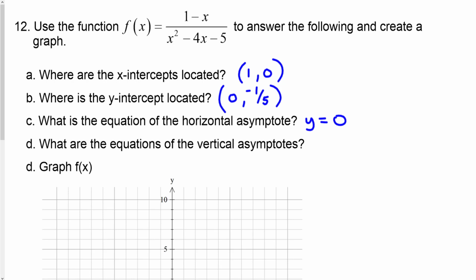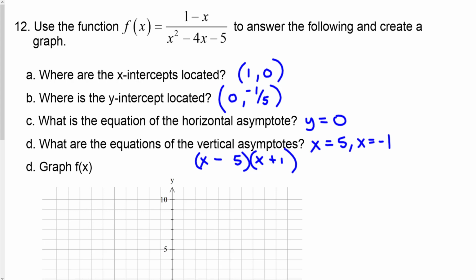What are the equations of the vertical asymptotes? You get those from the zeros of the denominator. So let's factor the denominator. We have x and x, which would multiply to x squared. 5 and 1 would multiply to 5. And if the 5 is negative and the 1 is positive, then they would add to negative 4 and multiply to negative 5. So the locations of the vertical asymptotes are x equals 5 and x equals negative 1. And you don't express these as points because these are vertical lines that are graphed with dashes on your graph.